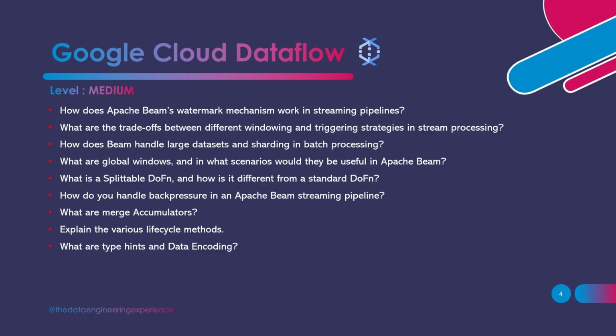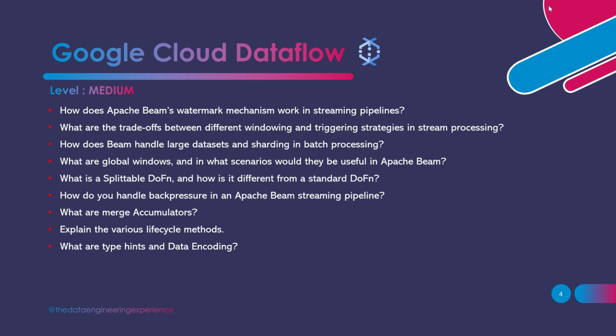And then what are triggers? Triggers control when the results are emitted. So you can have the early triggers which can provide fast feedback but the results might be incomplete, and finally you have the late triggers which can handle late data but they increase the overall system complexity.